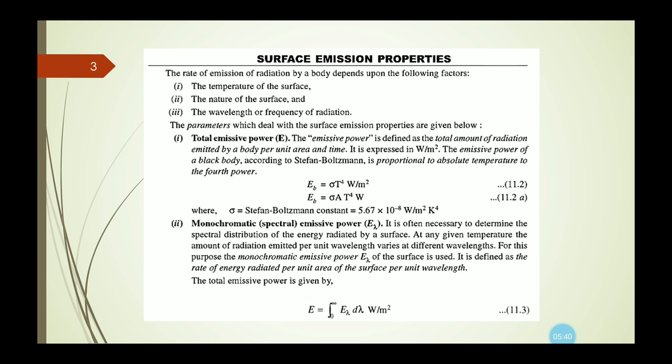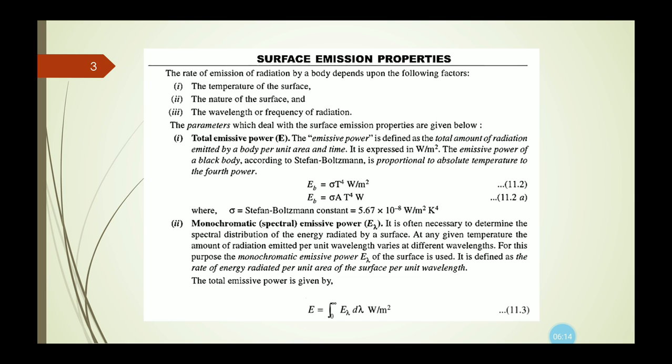Now there are different parameters and their definitions are also written here. The first one is the total emissive power. The notation is capital E. The emissive power is defined as the total amount of radiation emitted by a body per unit area and time, and its unit is watt per meter square. Now the emissive power of a black body, so different types of body like black body, grey body, white body, opaque body, all these things will be discussed later.